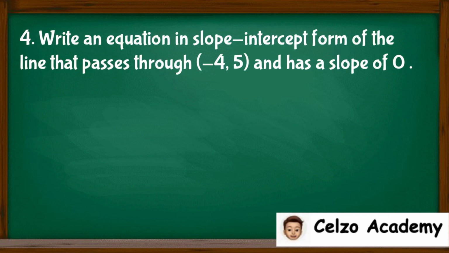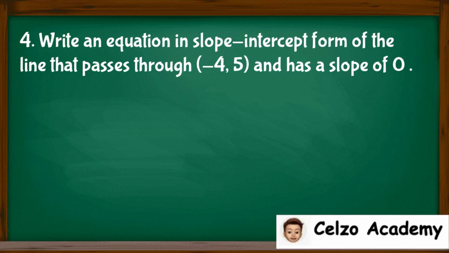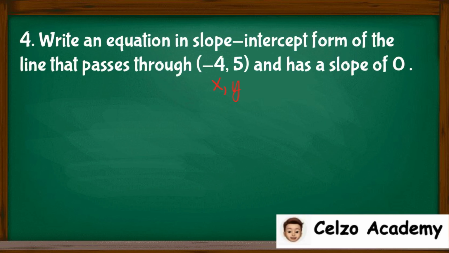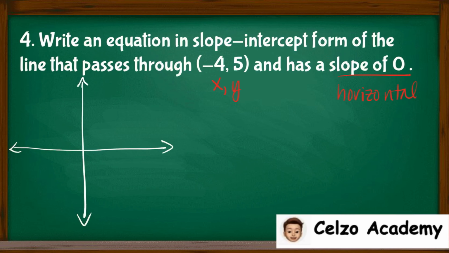For question number 4, the given point is at (-4, 5). And the slope here is 0, which means that the graph is a horizontal line. If the slope is undefined, that means you have a vertical line graph. If the slope is 0, this means that you have a horizontal graph. (-4, 5) is in quadrant 2 with the x-coordinate negative 4 and the y-coordinate 5. So that's the location of (-4, 5).